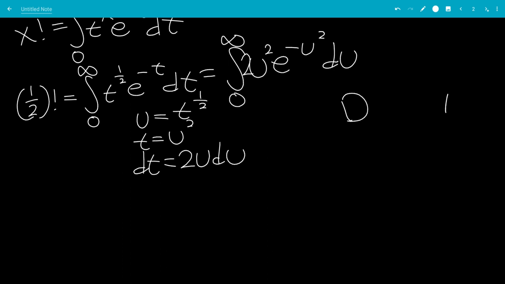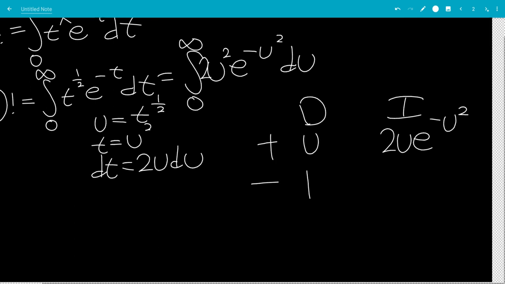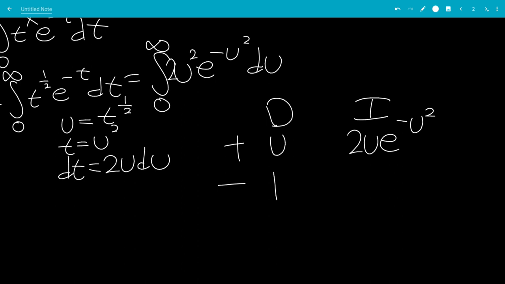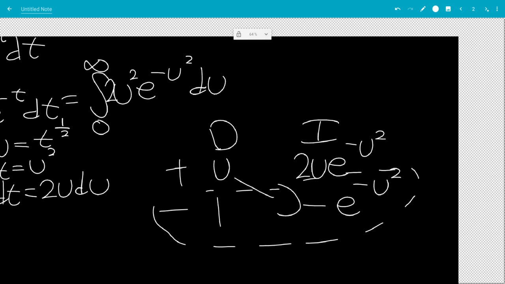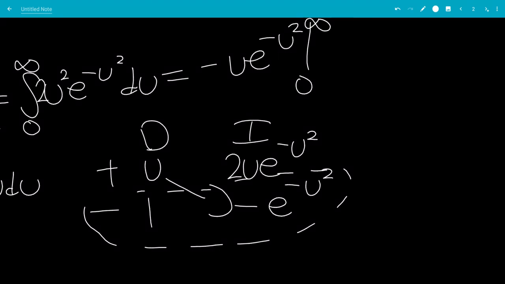So now we're going to do integration by parts, or the DI method. So we're going to pick 2u e to the minus u squared, because that can be integrated, and just pick u. So the derivative of u is 1, so we're going to do plus, minus. And the integral of 2u e to the minus u squared is minus e to the minus u squared. So we're going to multiply those together, and this is still an integral. So this will be negative u e to the minus u squared from 0 to infinity. Then minus minus will be plus the integral from 0 to infinity of e to the minus u squared du.